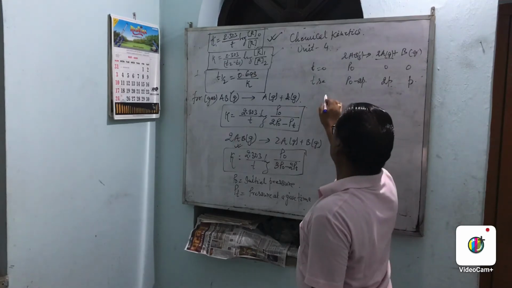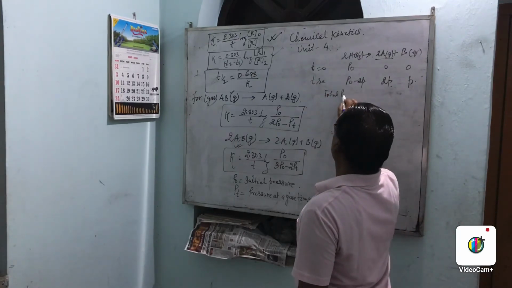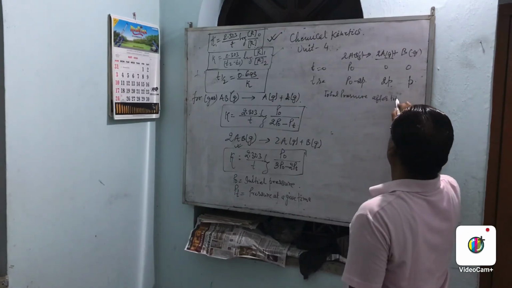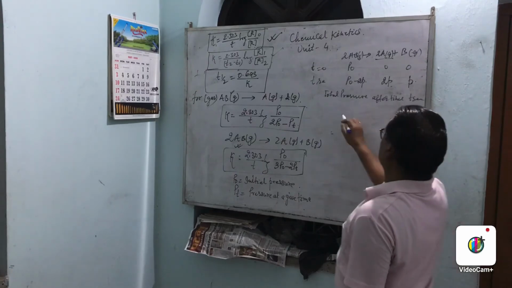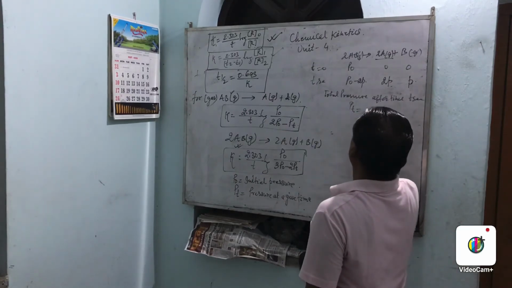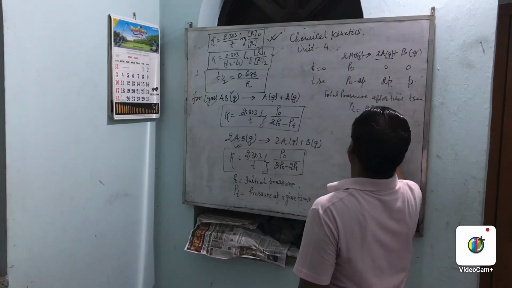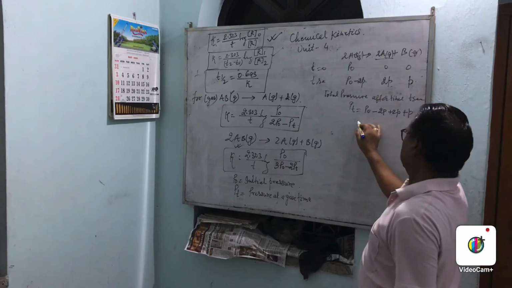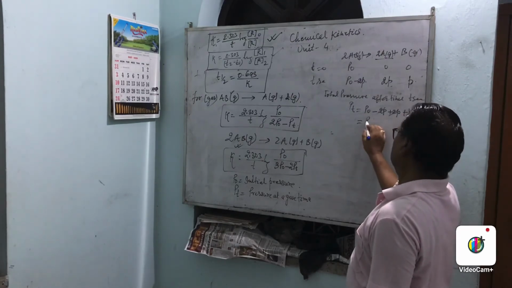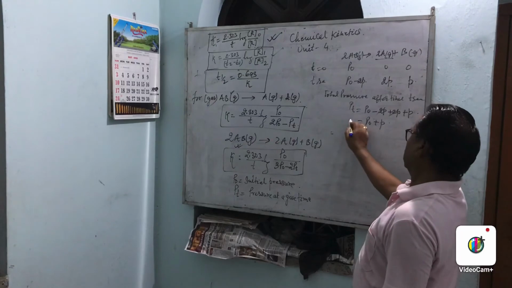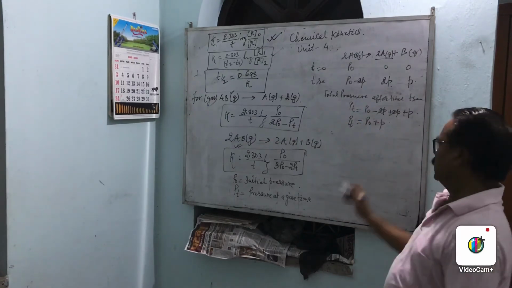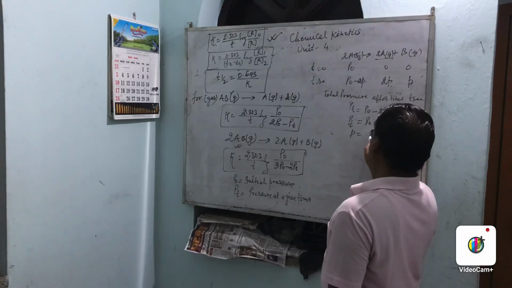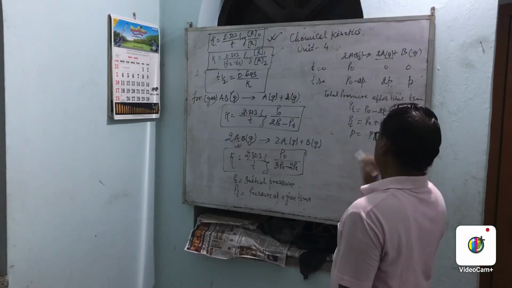So total pressure after time t seconds is P naught minus 2P plus P. Again, this will cancel, P naught plus P, that is P total. Is it clear? So we find the pressure: P is equal to PT minus P naught.